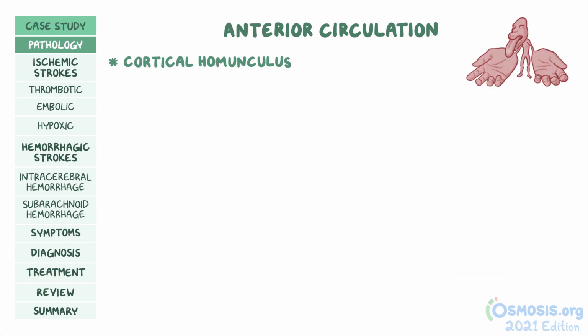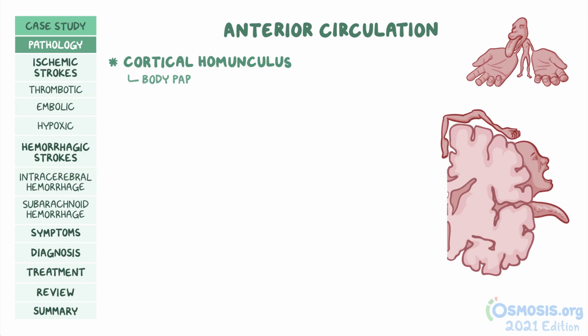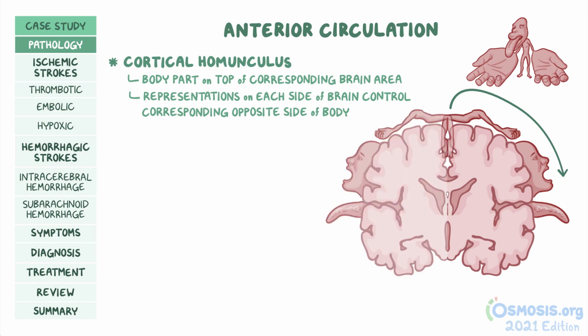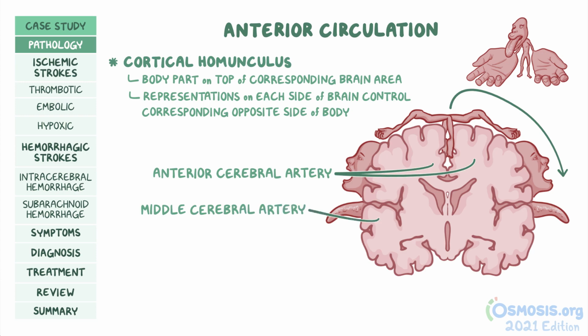The cortical homunculus can be represented as a body lying on top of the brain like this, where each body part lies on top of its corresponding brain area. The toes are represented first, and then as one moves down, progressively higher parts of the body are represented, until the last part is the face. These representations on each side of the brain control the corresponding opposite side of the body. Now, the medial area of the homunculus, representing the lower body, is supplied by the anterior cerebral artery, while the lateral area representing the upper body and face is supplied by the middle cerebral artery.